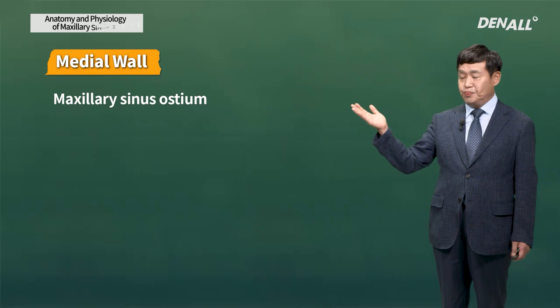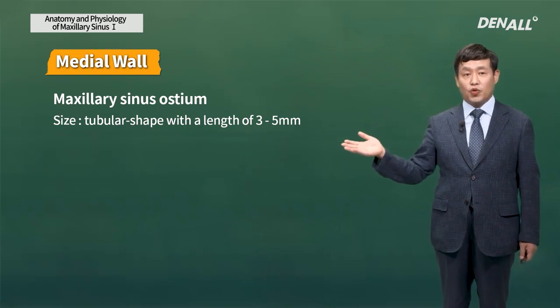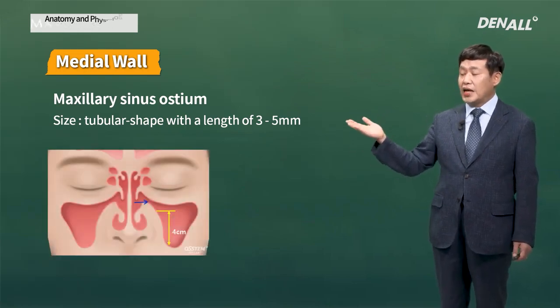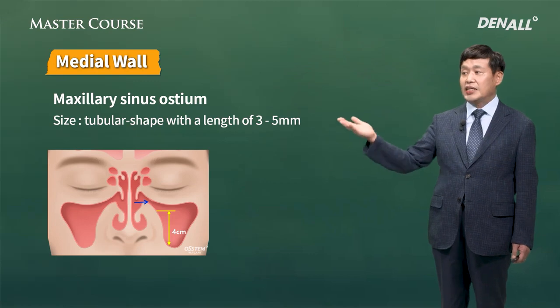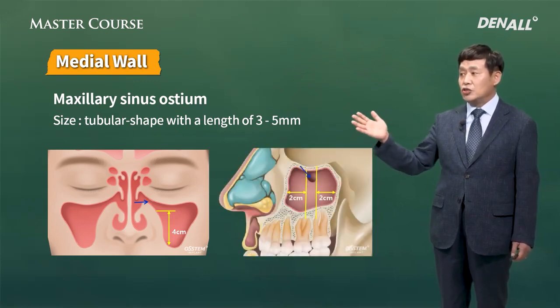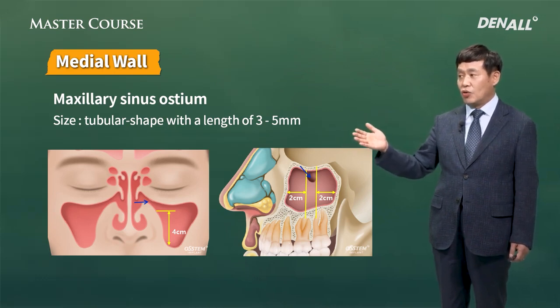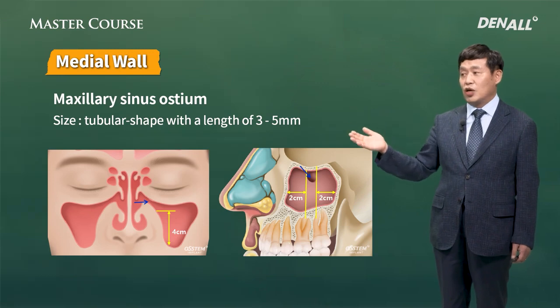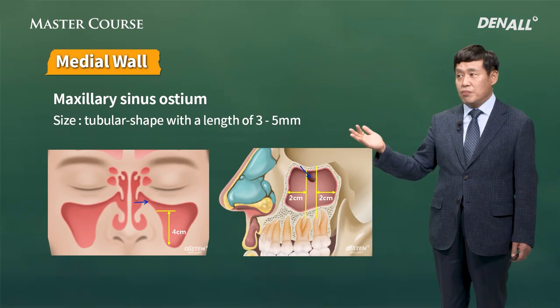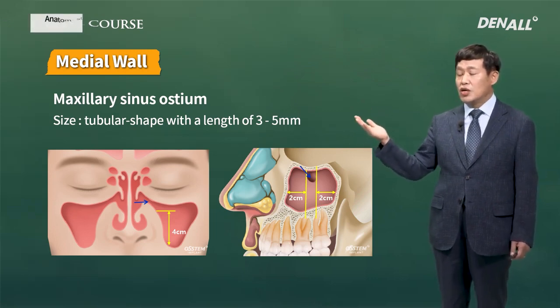The position, roughly, it looks like a tube, and the length is about 3 to 5 millimeters. From the inferior maxillary sinus, it is 4 centimeters above that, and it is in the middle of the maxillary sinus, so 2 centimeters from the front and 2 centimeters from the back. So if you want to access the maxillary ostium through the lateral approach, remember that it is pretty high up there.